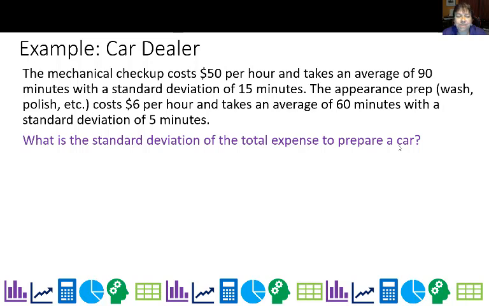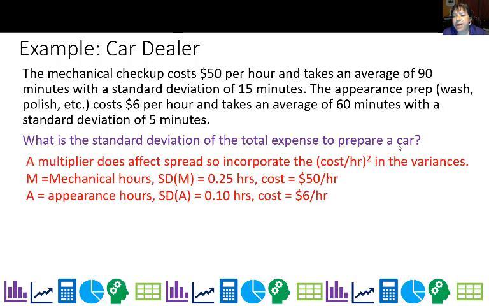What is the standard deviation of the total expense? So let's go ahead and set up. A multiplier does affect spread, so we have to incorporate this cost per hour. My standard deviation for mechanical hours was 0.25. The cost is $50 an hour. My standard deviation for appearance is 0.1 hours. So notice I'm changing to hours here.